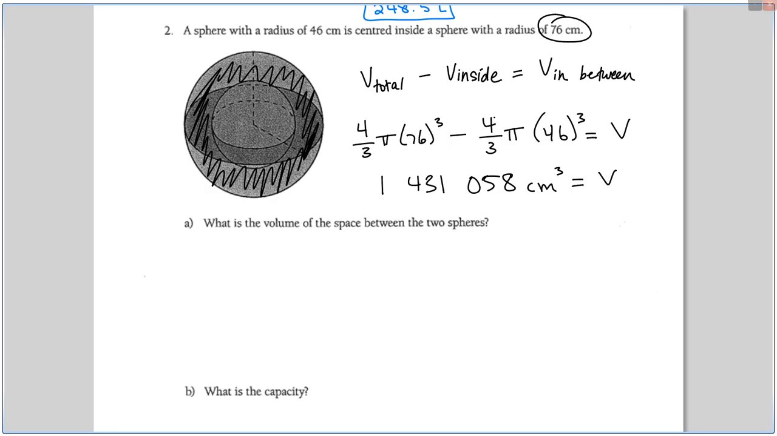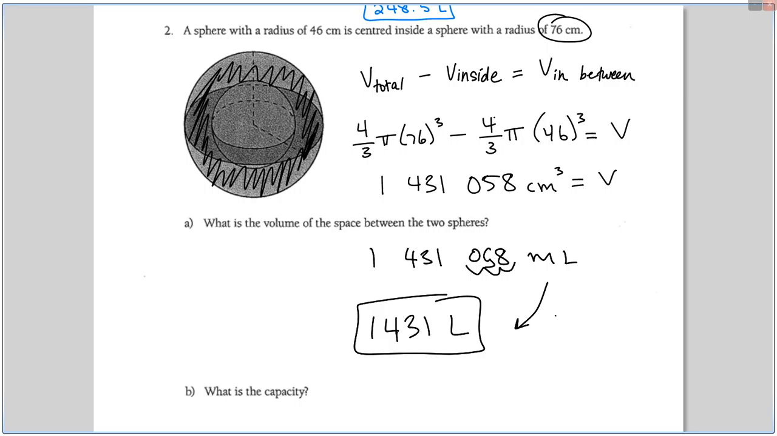All right. So you have exactly 1,431,058 milliliters. Move the decimal 3 times. It's 1,431 liters. Okay? How do you go from milliliter to liter? Divide by 1,000. Basically that 0.058, I don't even care about it, I'm just rounding it off. From milliliter to liter, take off the 3 digits on the right.